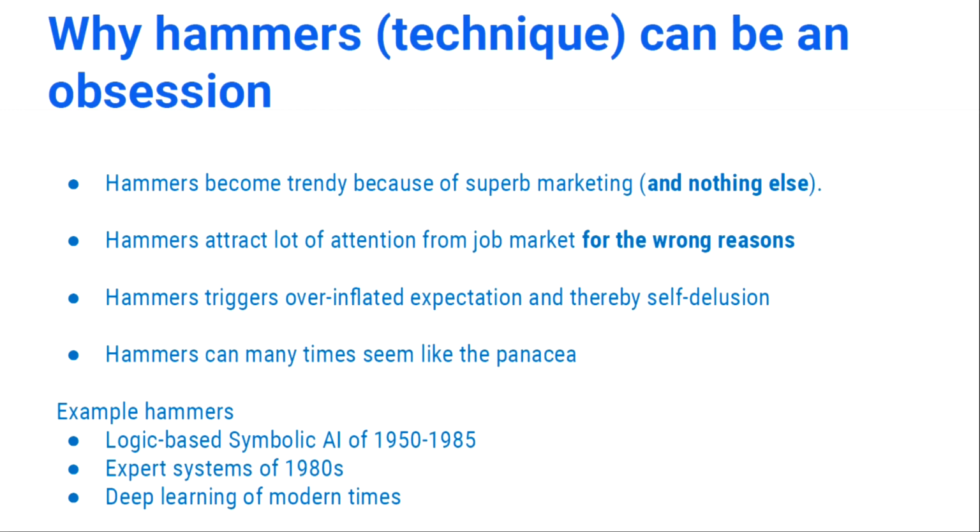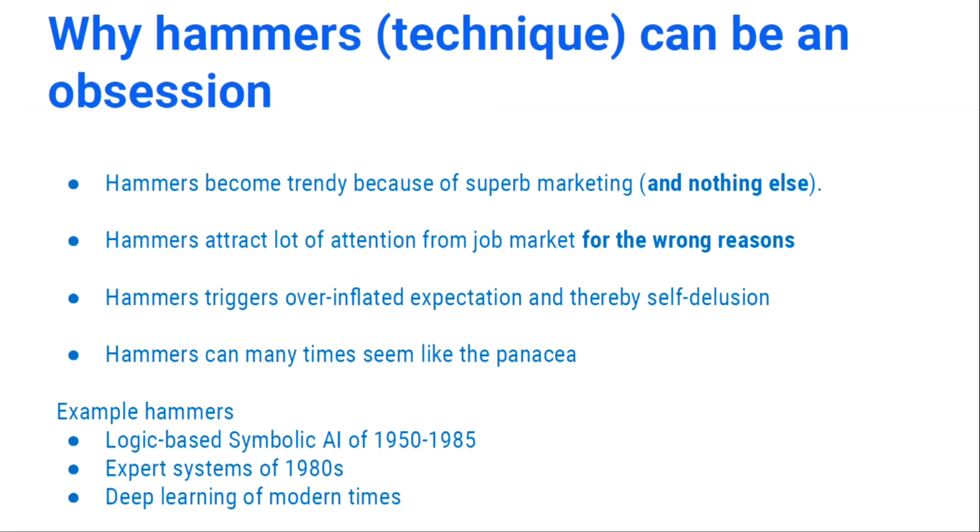And nothing else. Hammers attract a lot of attention from the job market. That's why people are interested in it, for all the wrong reasons. Hammers trigger inflated expectations and thereby self-delusion. Hammers can many times seem like the panacea, which means the solution for everything. Example hammers: 1950 to 1985, logic-based symbolic AI; expert systems of the 1980s; deep learning of modern times.